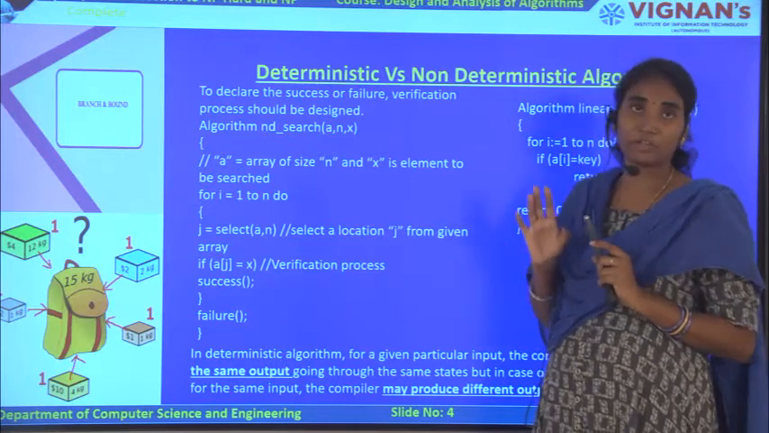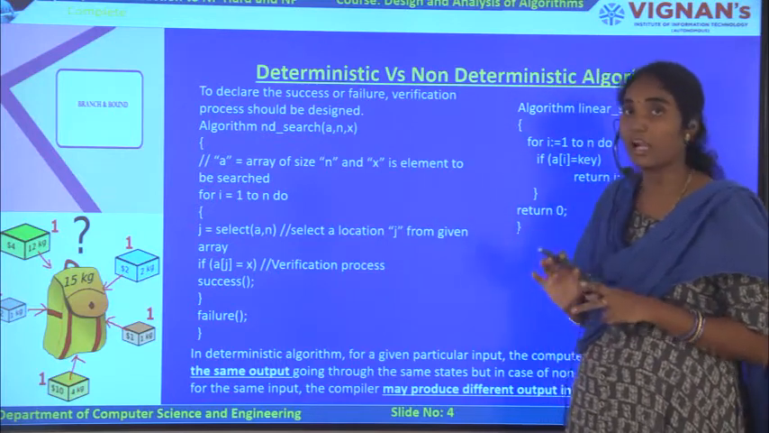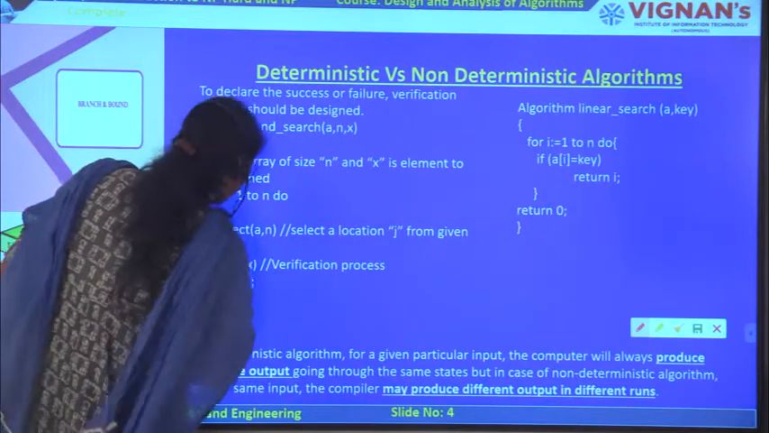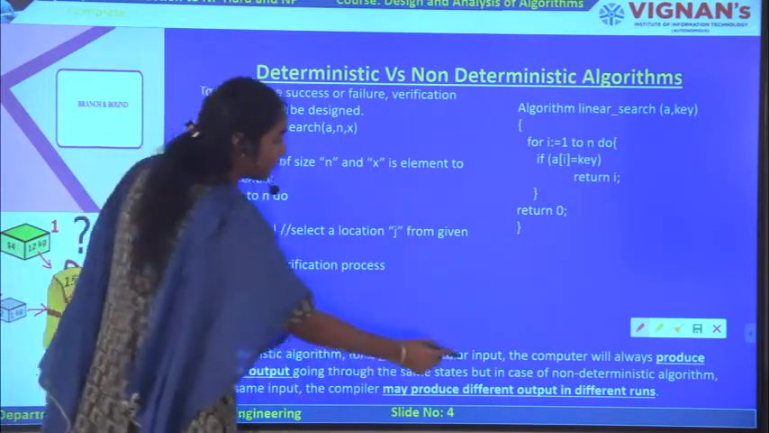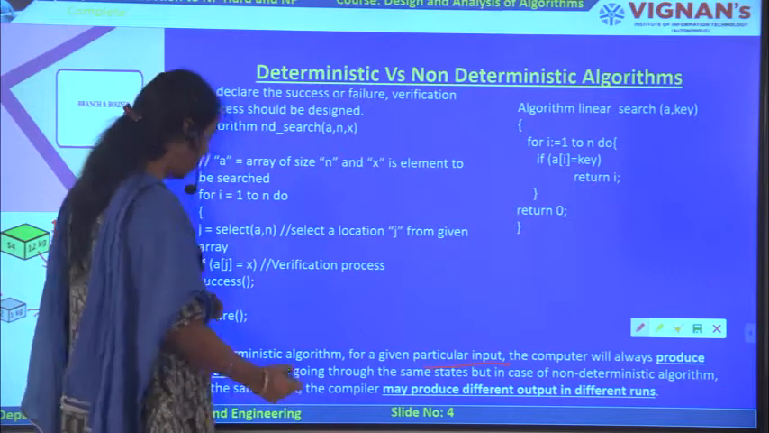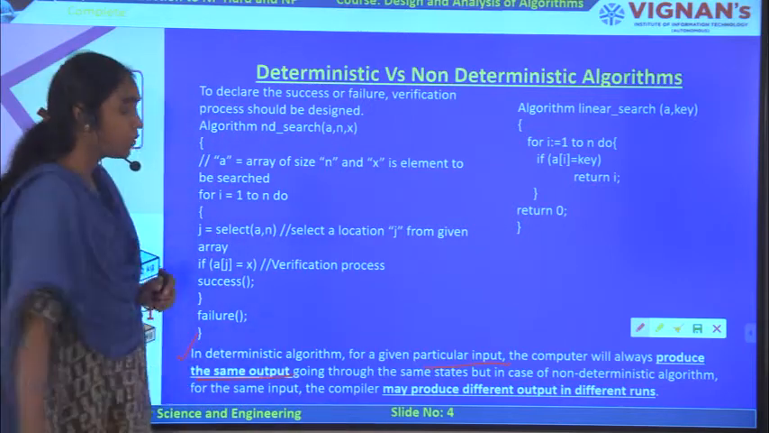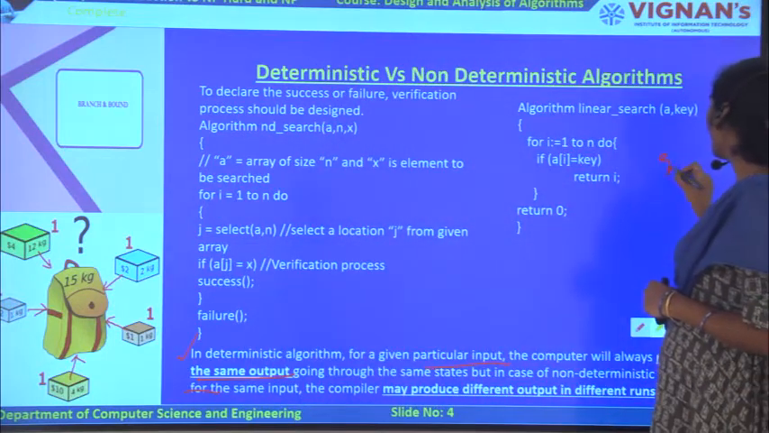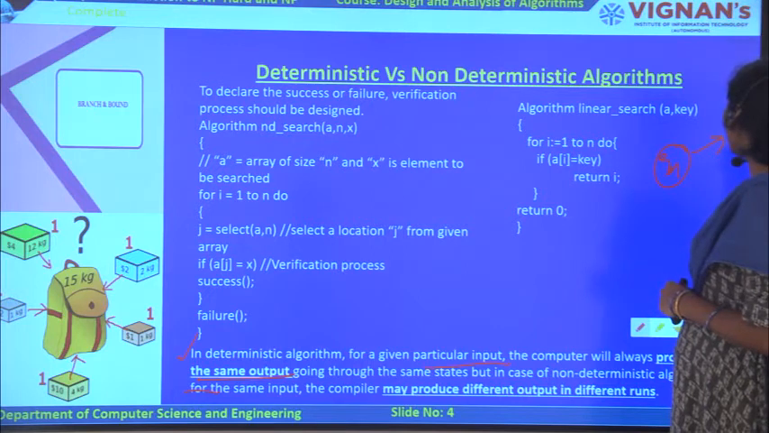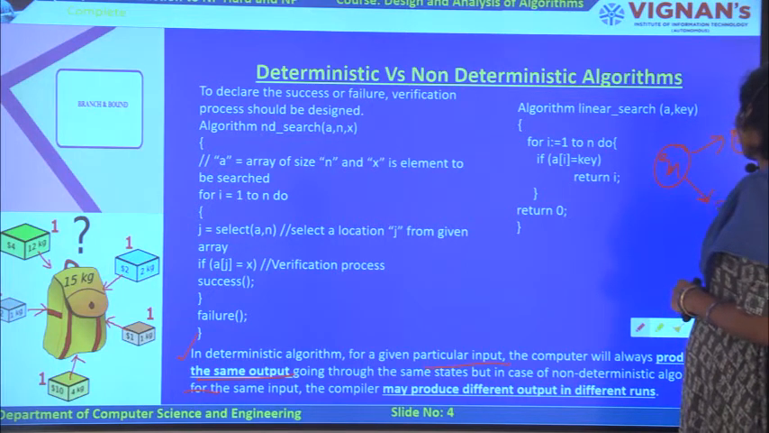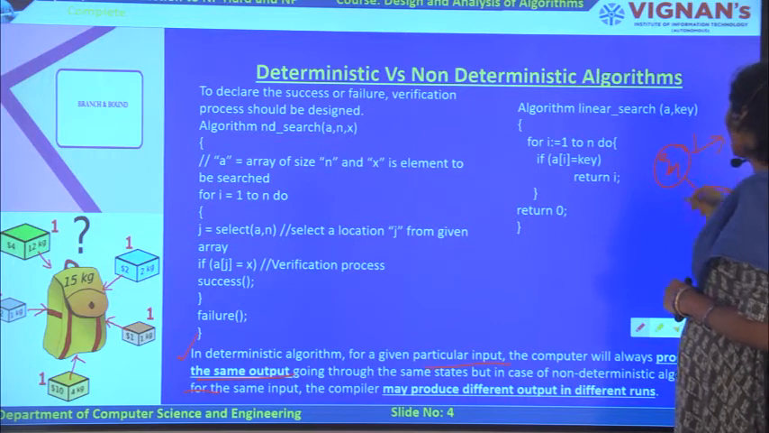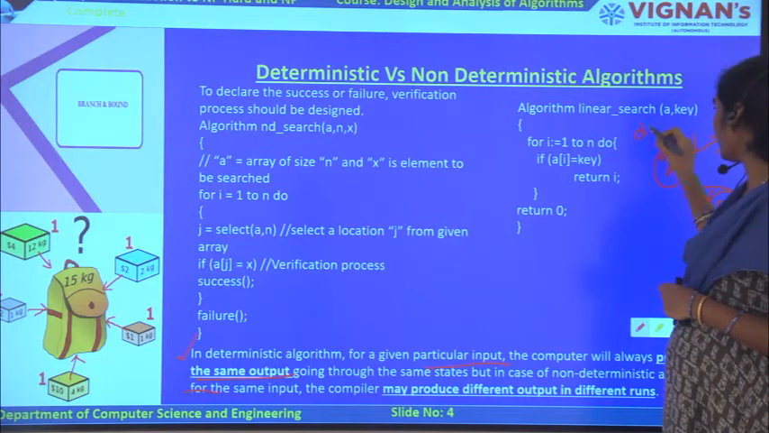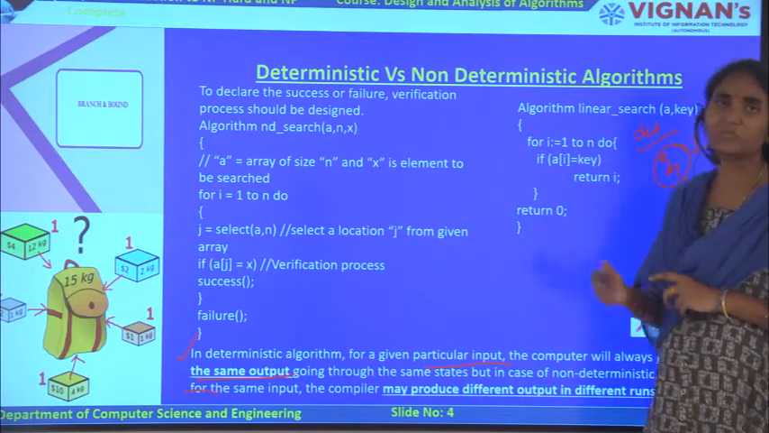Please remember, that is about your deterministic algorithms, which are very clear and unambiguous, right? So if you have seen clearly, in deterministic algorithms, for a given particular input the computer will always produce the same output going through the same states. For example, here I'll be having Q1, let us consider. So this Q1 will always move to Q2 and Q3 when the input is 1 and when the input is 0. So let us take this as the deterministic algorithm example, deterministic finite automata.